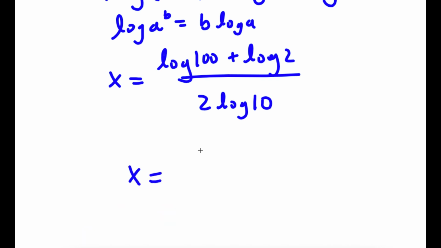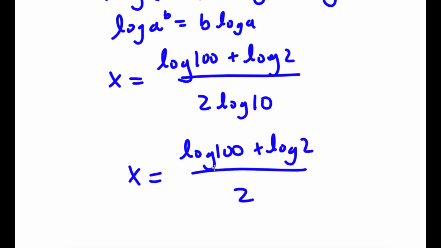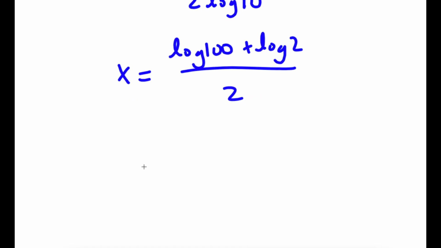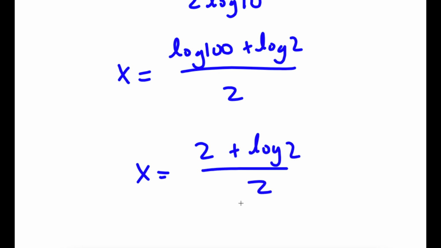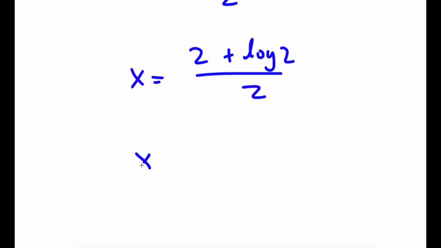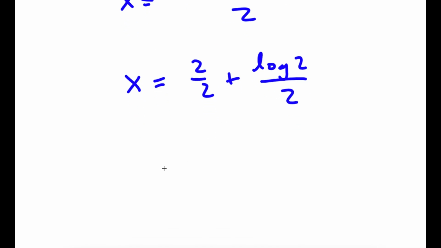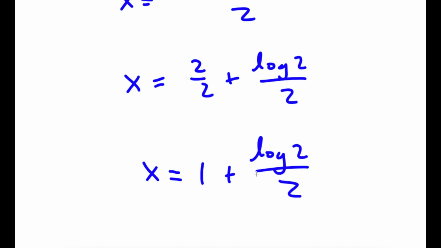So now I have x is equal to log 100 plus log 2 over 2. And again, we have log 100 again, and that's again going to equal 2. So I have 2 plus log 2 over 2. And this is the same thing as 2 over 2 plus log 2 over 2. 2 over 2 is obviously 1, so I have 1 plus log 2 over 2.